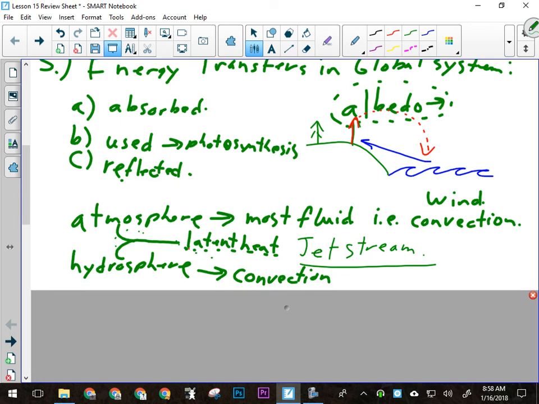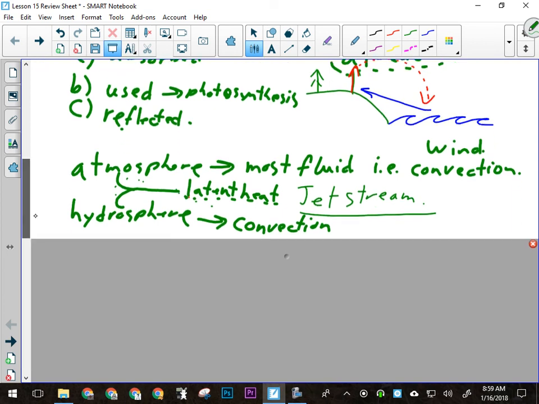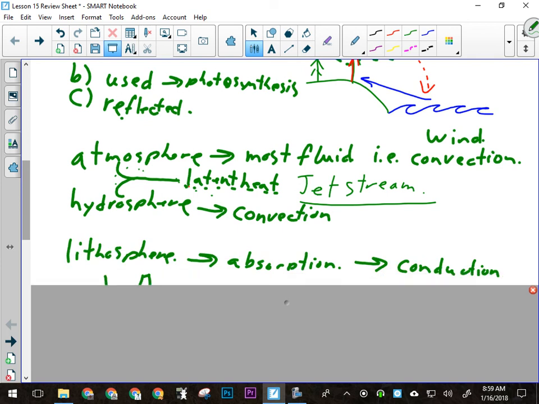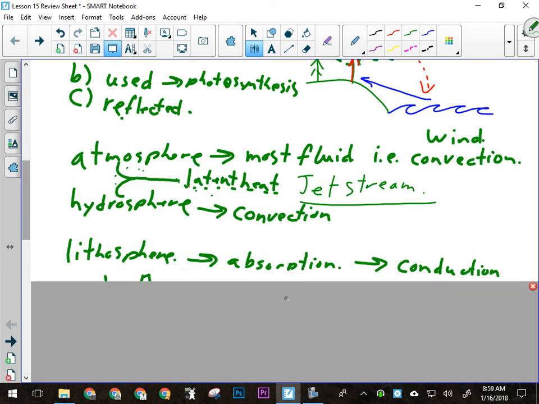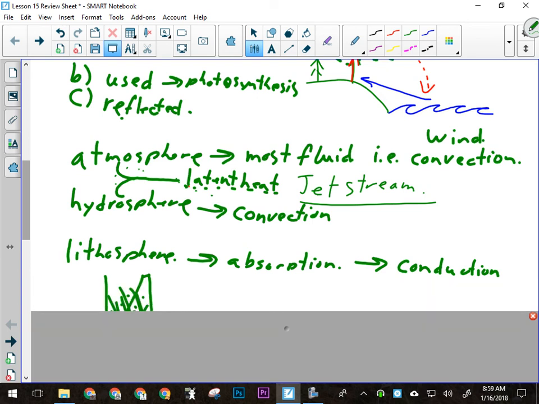The hydrosphere also does some convection. We have ocean currents that happen as a result of convection, like El Nino and the North Atlantic current and all those kinds of things. But again, not as big a deal as the atmosphere. The atmosphere is everywhere, touches all parts of the Earth, so it's more important in terms of transfer of energy. Then we also had the lithosphere, which basically is just absorption. It absorbs the heat energy, reflects some of the heat energy, and provides a substrate in which plants can grow.